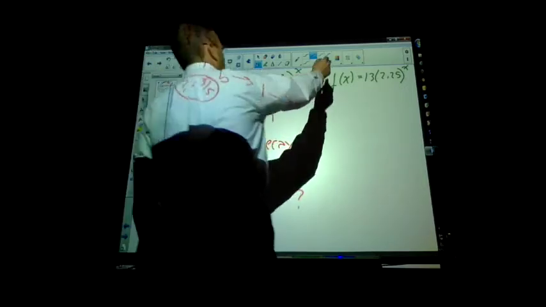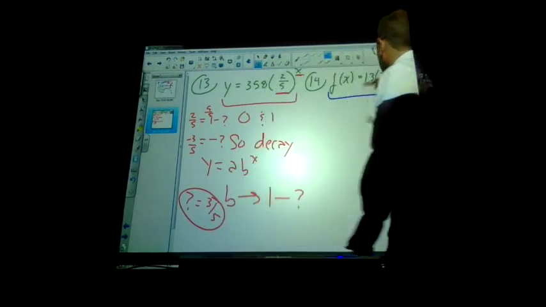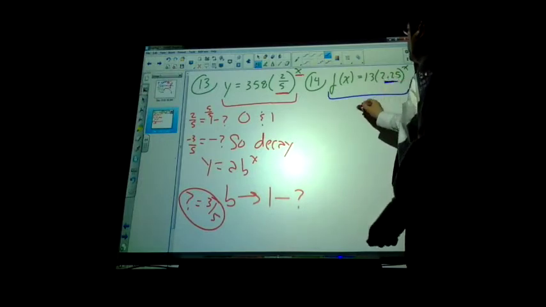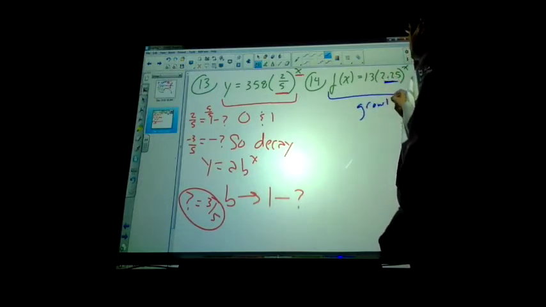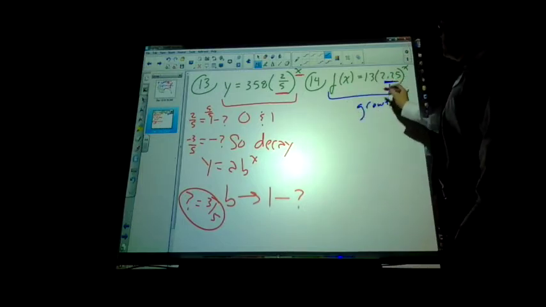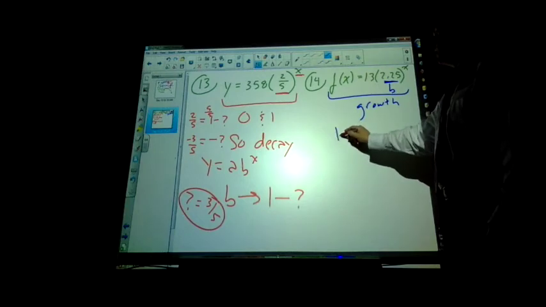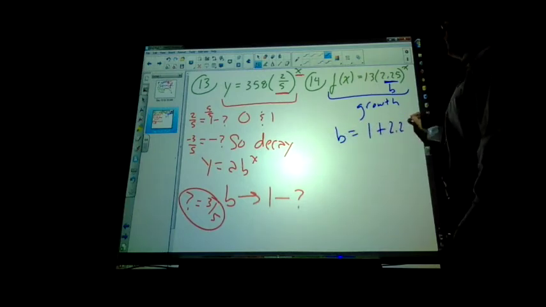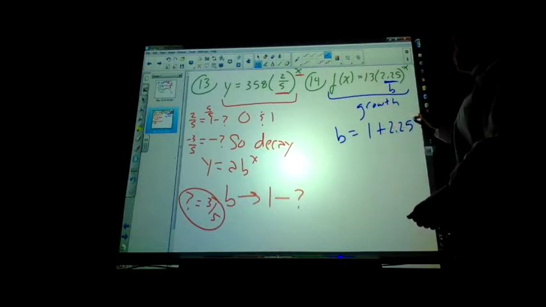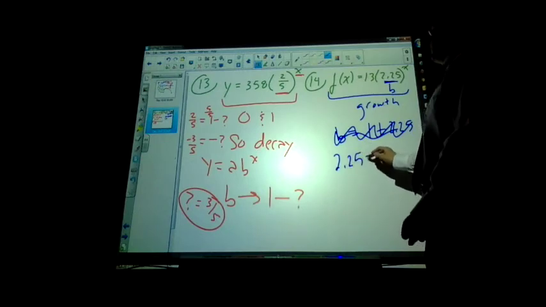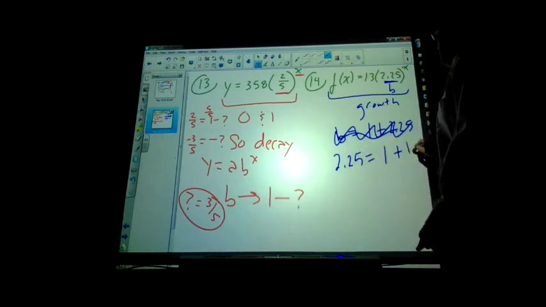Positive. Is my base between 0 and 1? No. So this is going to be growth because that's bigger than 1. Okay? So again, let's figure this out. This is a b value. I know that my b value has to be equal to, in this case, 1 plus 2.25. Sorry, 2.25 equals 1 plus b.